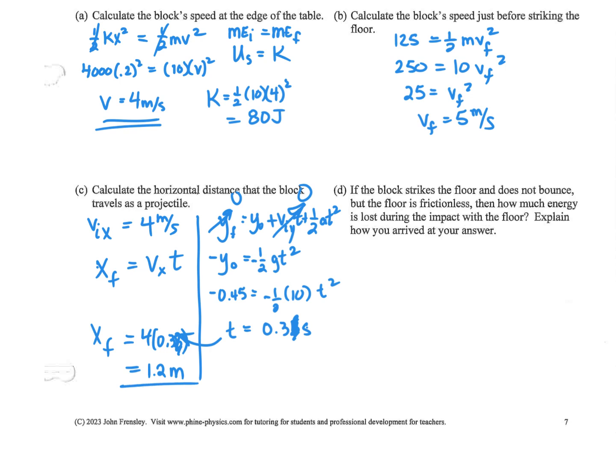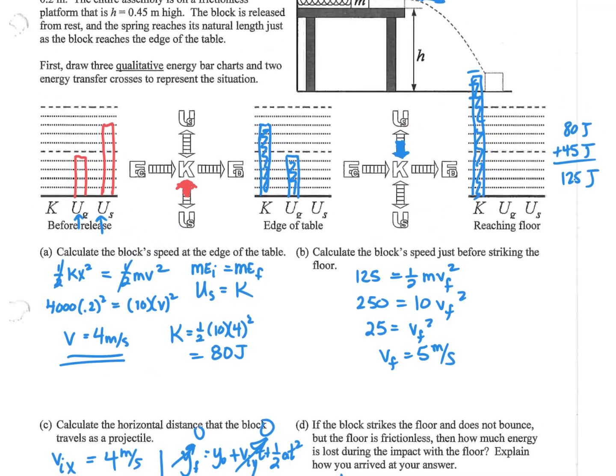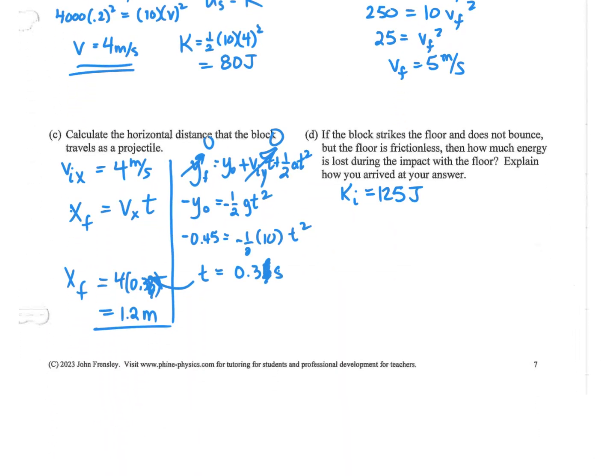Now, if the block strikes the floor and does not bounce, but the floor is frictionless, how much energy is lost during the impact with the floor? Okay, well, we have K initial, which we found out was 125 joules, right? We have initial kinetic energy of 125 joules. That's what we found out on our bar chart up here when it first hits the floor.